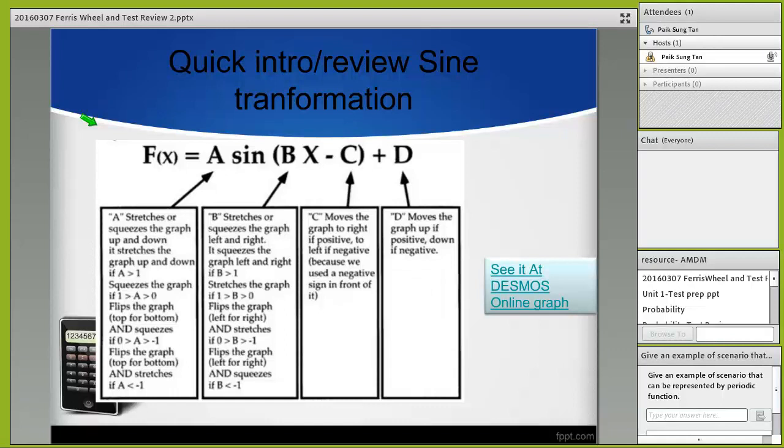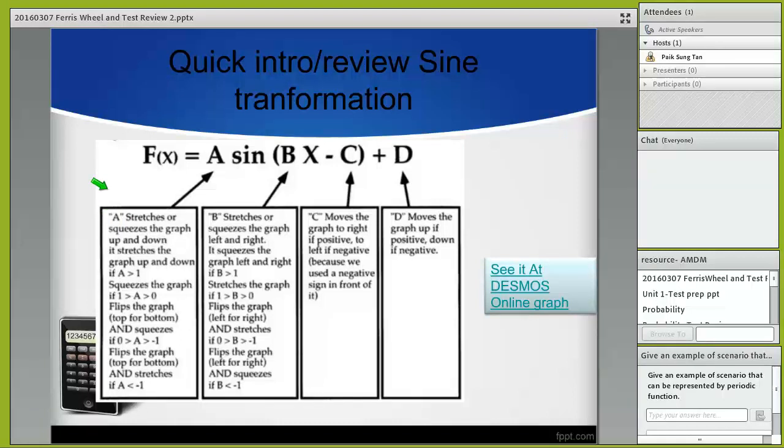The sine function can be transformed, meaning you can make it big or small, taller, shorter, or move left or right by changing the parameters of the function. There are 4 parameters that you can change. The first parameter is A. It's called the coefficient of the sine function, the number in front of the sine function. That number stretches or squeezes the graph up and down.